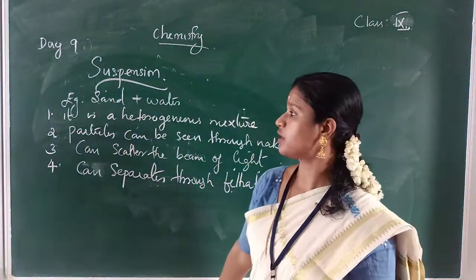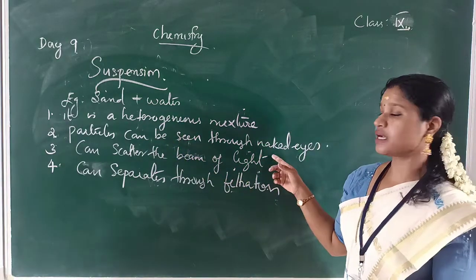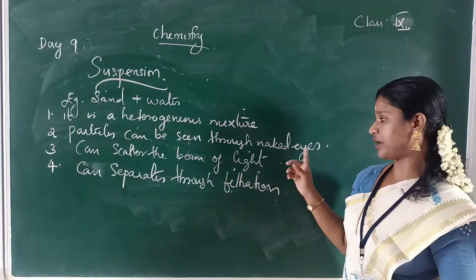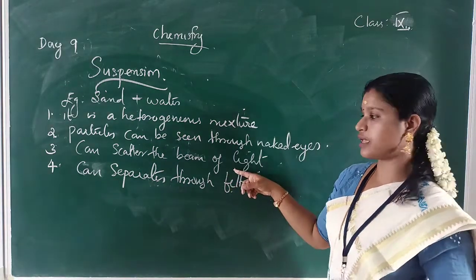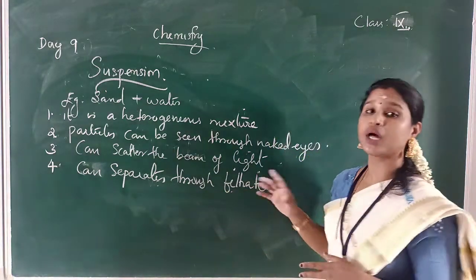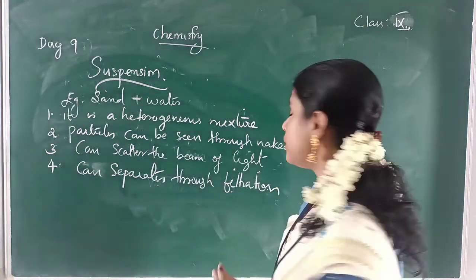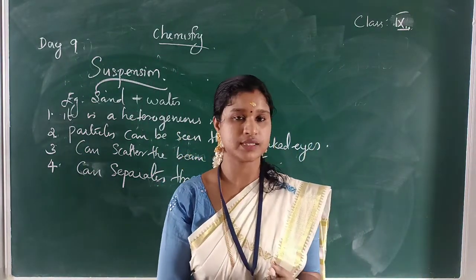What are they? Let's see once more. Suspension is a heterogeneous mixture. The particles can be seen through our naked eyes. The particle is large enough to scatter the beam of light, and the particles can be separated through the filtration process. So these are the properties of suspension.